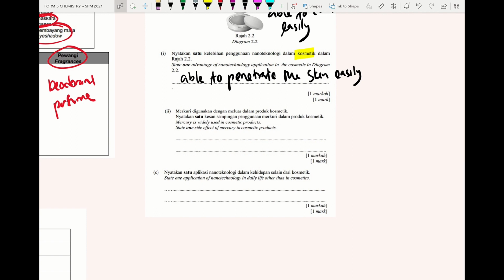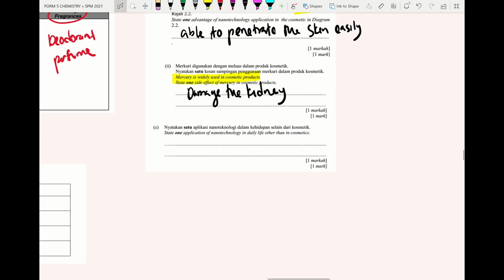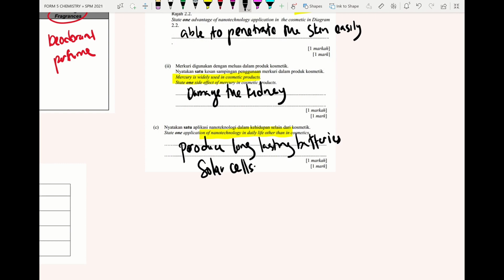Mercury is widely used in cosmetic products. State one side effect of mercury in cosmetics. Mercury can damage the kidney and the nervous system. Next, state one application of nanotechnology in daily life other than in cosmetics: it is used to produce long-lasting batteries, or to make solar cells. Please remember all this.